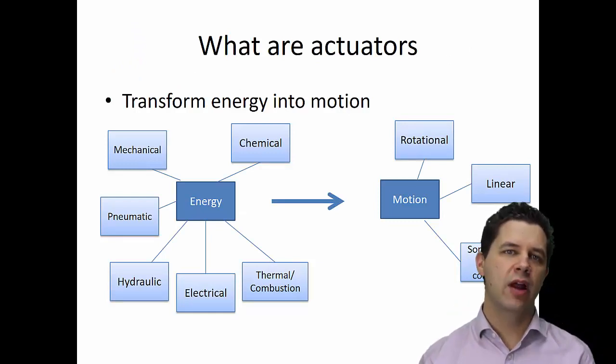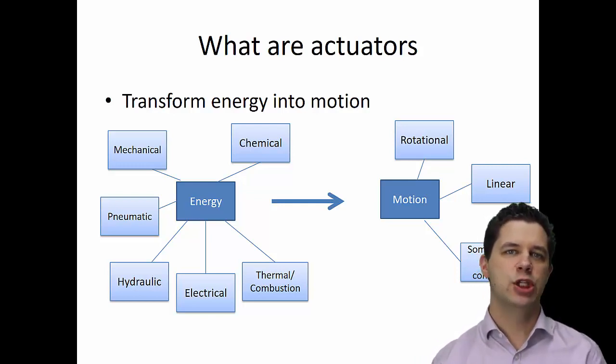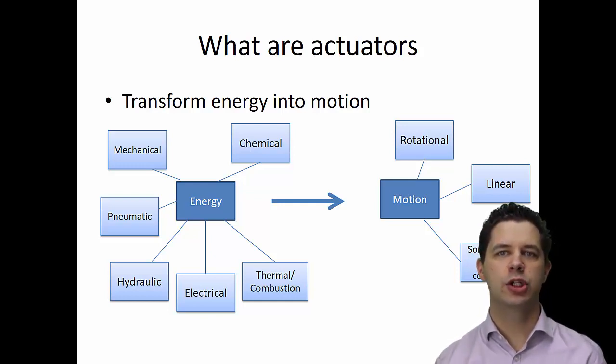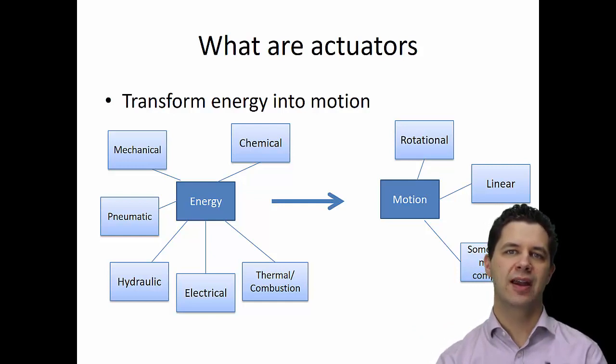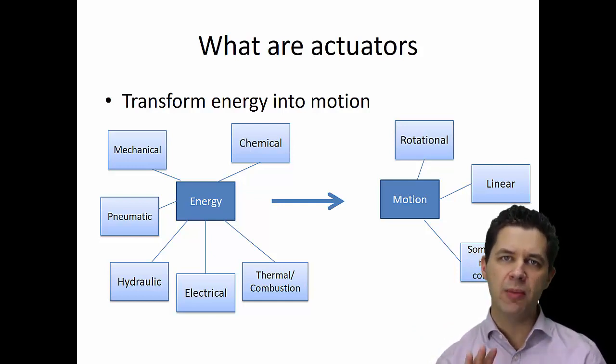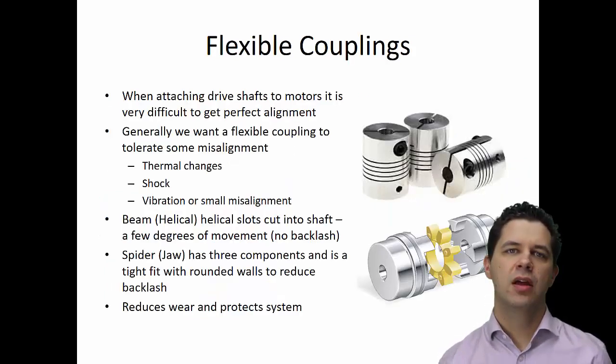And so we have some diagrams there with a number of different types of energy associated with them. Mechanical energy, chemical energy, pneumatic energy, hydraulic, electrical, thermal or combustion related energy. And we transfer that into motion, whether it be rotational motion or linear motion or something a bit more complex, where something causes something else to move and causes something else to move in some sort of a coupled environment. But essentially, that's what we're aiming for. We're aiming to actually move something with the energy input that we provide to it.